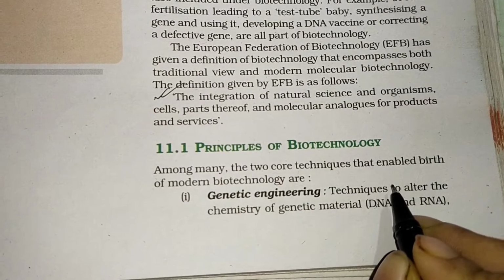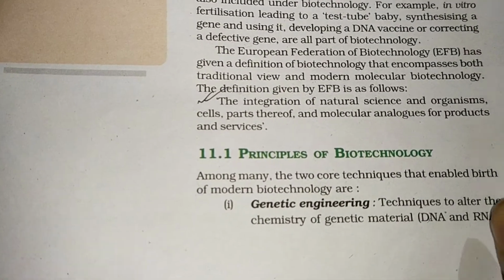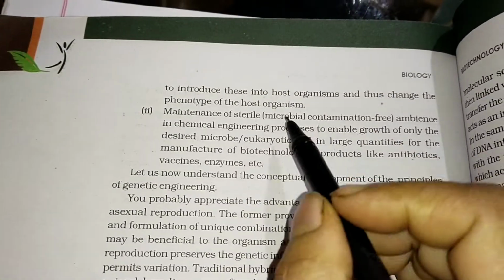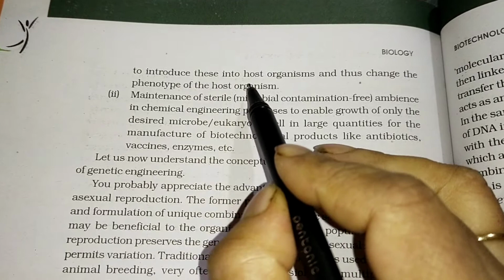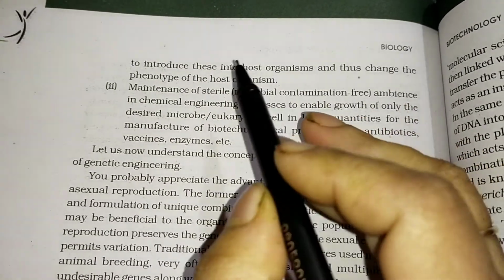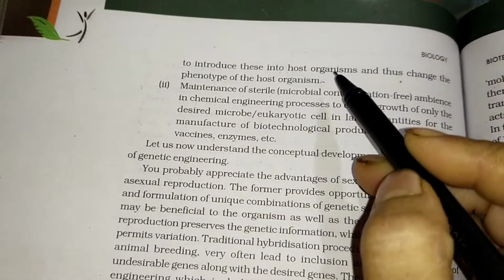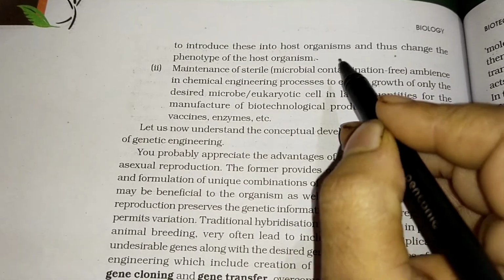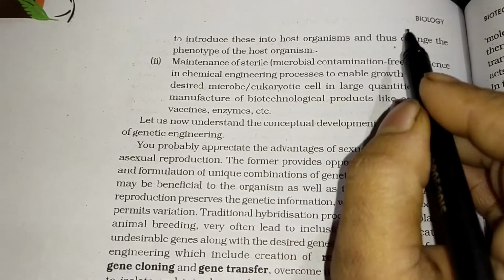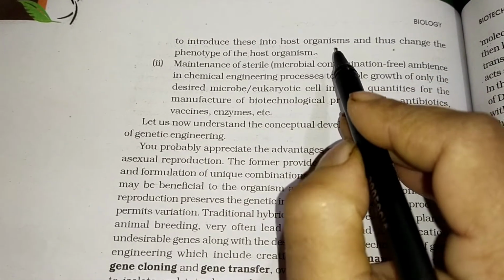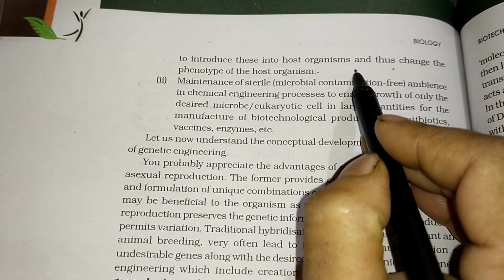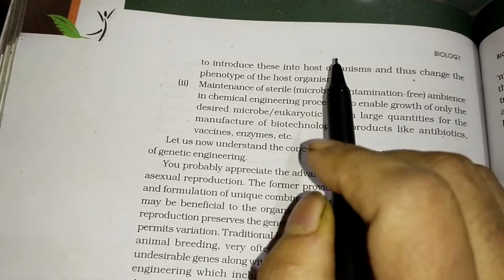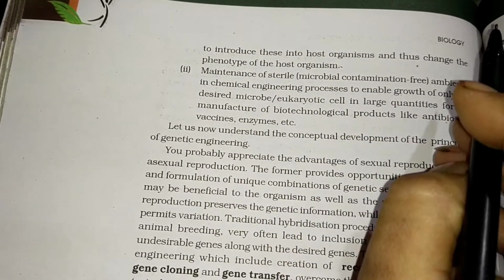The techniques which you are using for altering the chemistry of genetical material, to introduce this into a host organism and thus change the phenotype of the host organism, that is called genetical engineering. When you are changing or altering the DNA or RNA, deoxyribonucleic acid or ribonucleic acid, and introducing it into the host organism and thus changing the phenotype of the host organism, that is called genetical engineering.